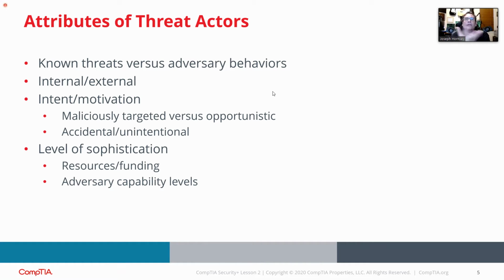Now, other things about threat actors we have to take into account is intent. Some people do things maliciously. Other people do things accidentally. Generally speaking, your internal threat is going to be unintentional, accidental. It's not always the case, but that tends to be the case, whereas your external threat tends to be malicious. And again, that's not always the case, but that tends to be the case. It doesn't matter. We have to protect the same no matter what.